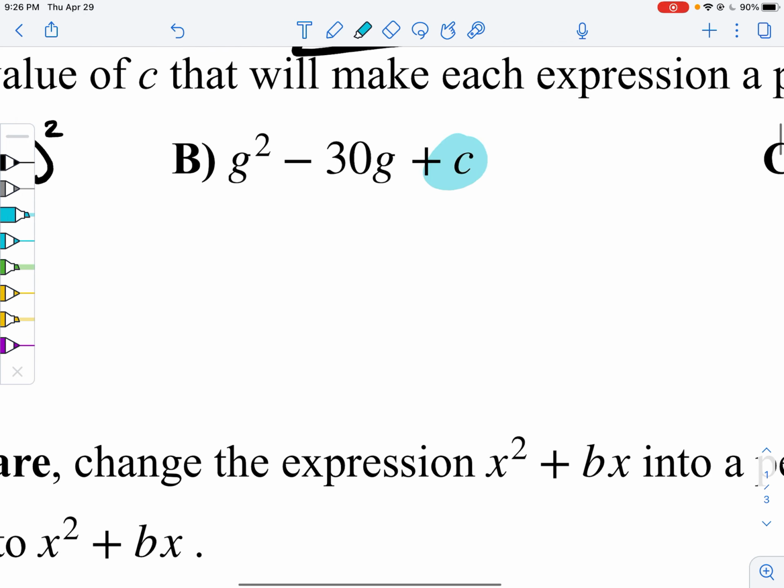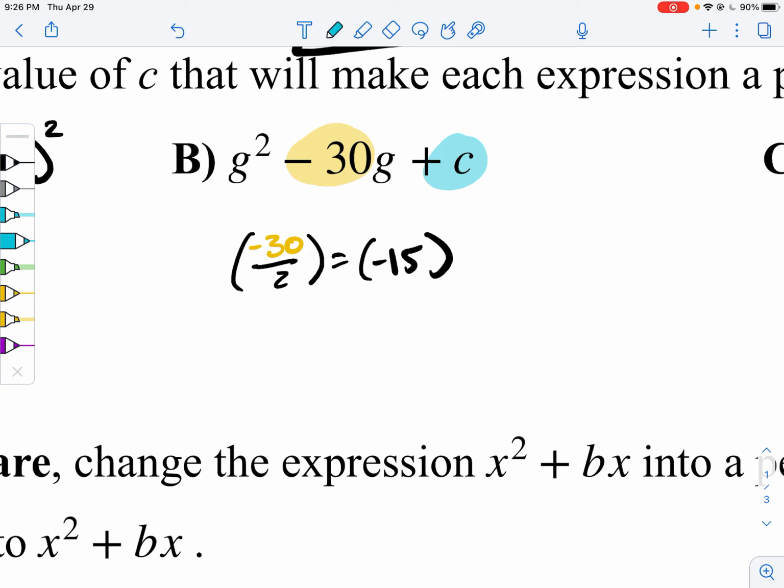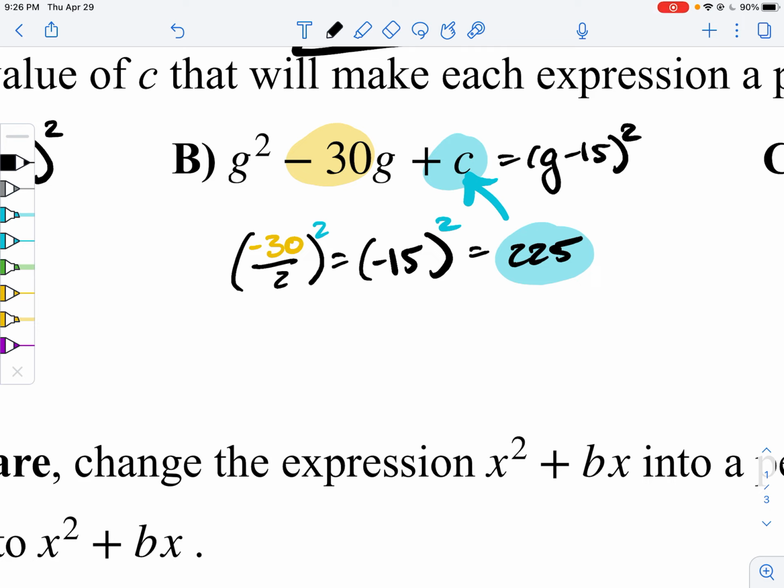Now here with B, we want to figure out what is C going to be. So we take this guy and we divide him by 2. What's half of negative 30? Negative 30 divided by 2 is negative 15. But then to square that, we get whatever 15 squared is, which is 225. Because if this is 225, then we can make this equal to x minus 15 squared. Don't believe me? FOIL it out.